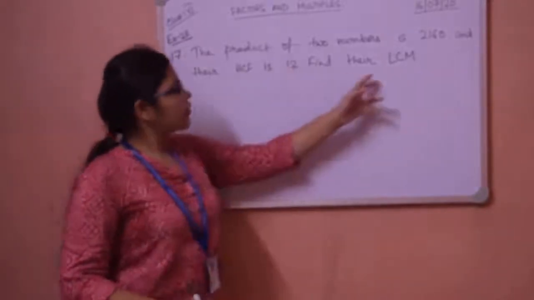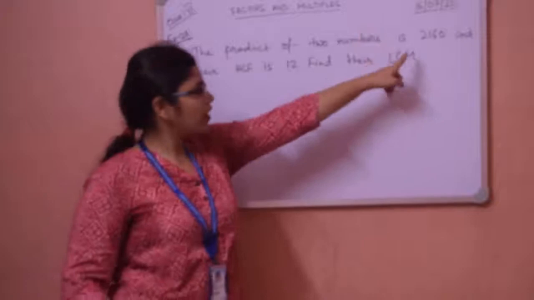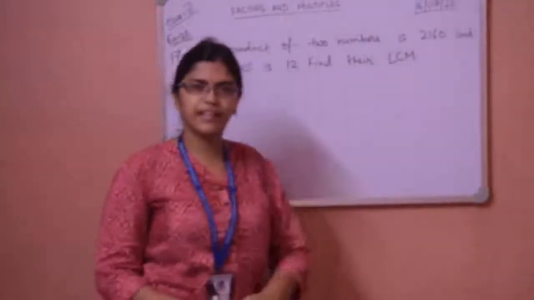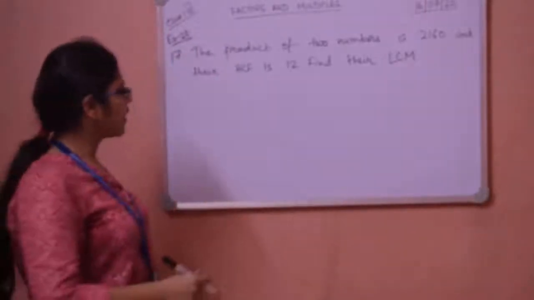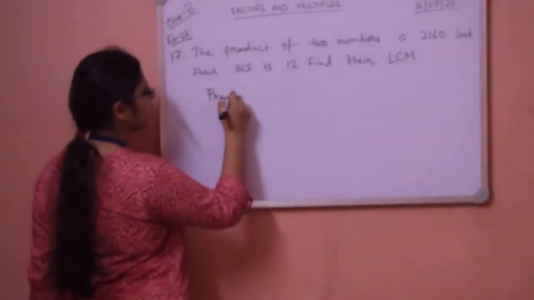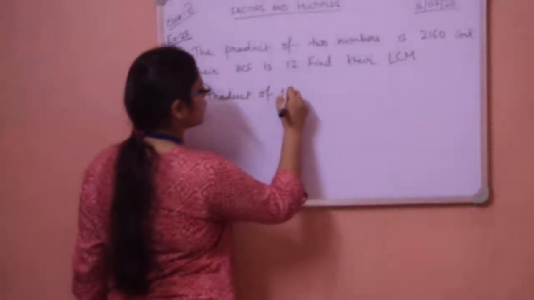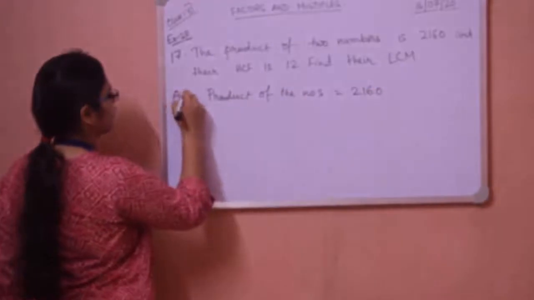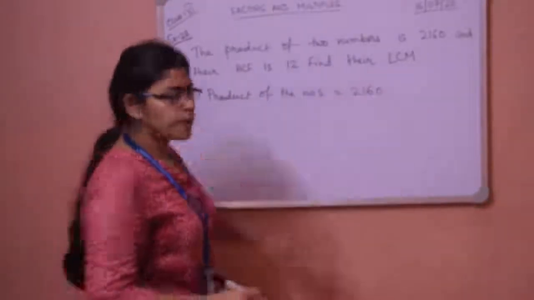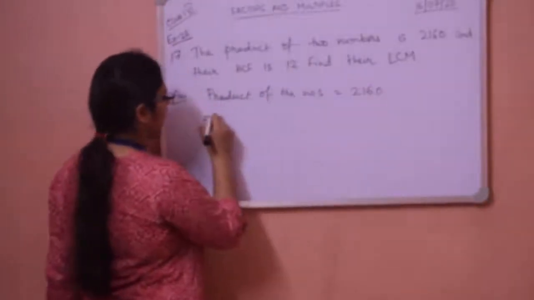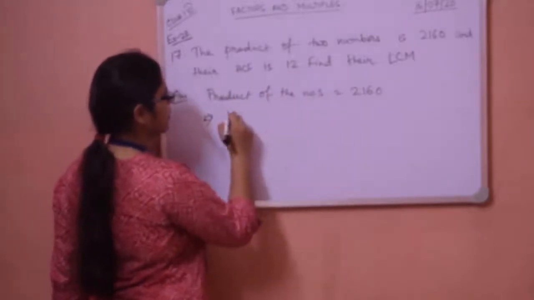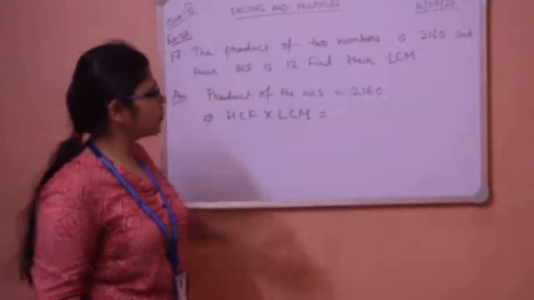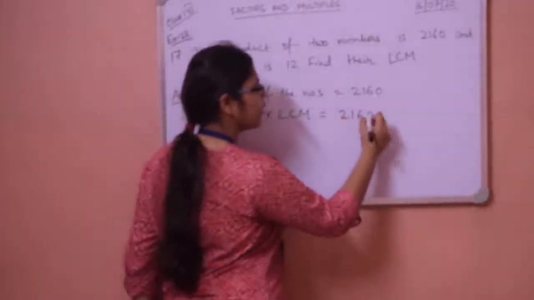Now next we have taken sum number 17. The product of two numbers is 2160 and their HCF is 12. So we have to find out their LCM. So previously I have discussed that product of two numbers is equals to HCF into LCM. So product of the numbers is 2160. Their LCM we don't know, but their HCF is 12. So we can write it as HCF into LCM is equals to 2160.